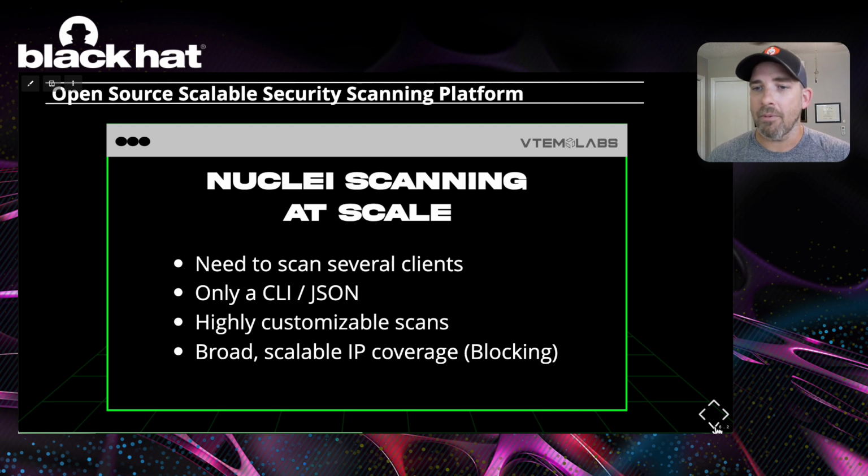Another issue that we found when running Nuclei scans at scale is essentially companies would, on purpose, by some policy, block our scans because they receive too much traffic in a certain amount of time. So we needed to have a broad, scalable IP range that we could scan from to not necessarily bypass, but to avoid these kinds of lockouts.